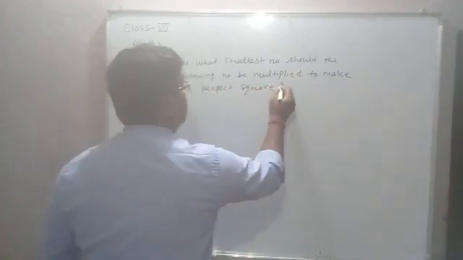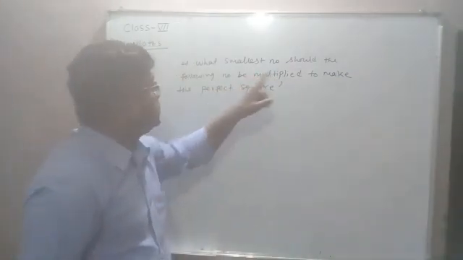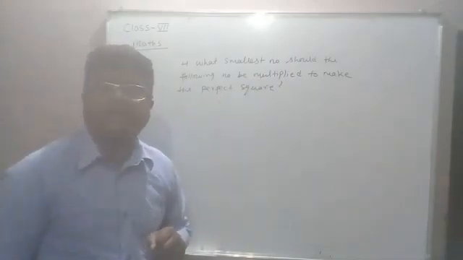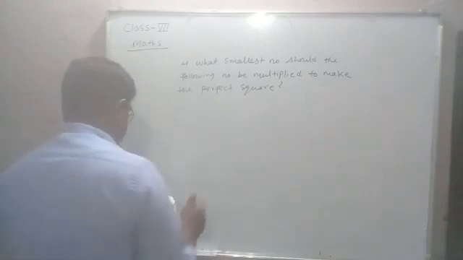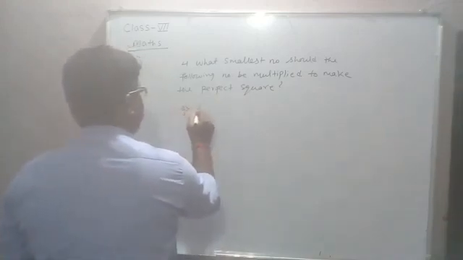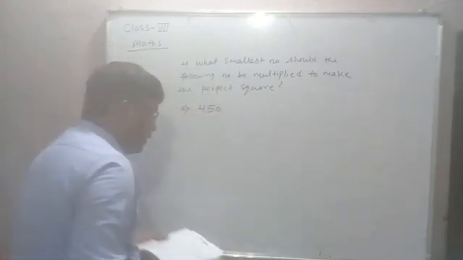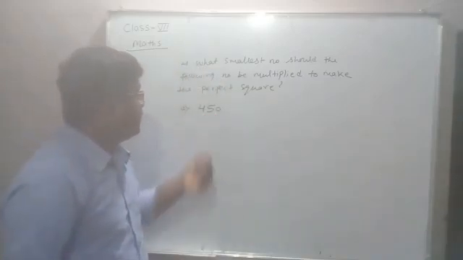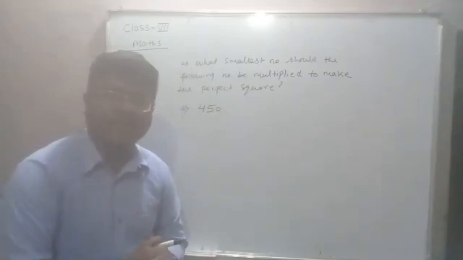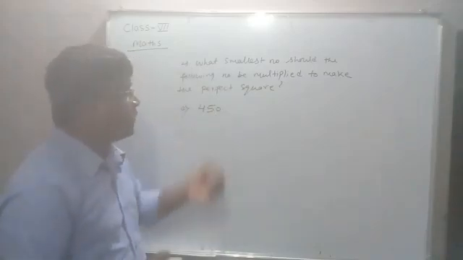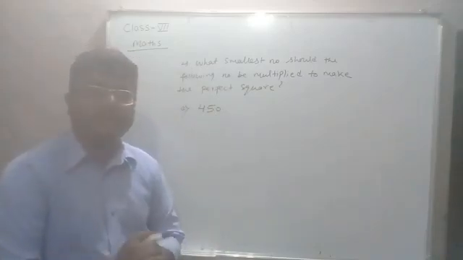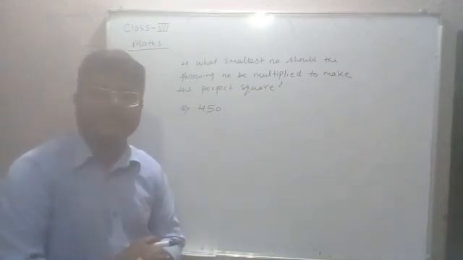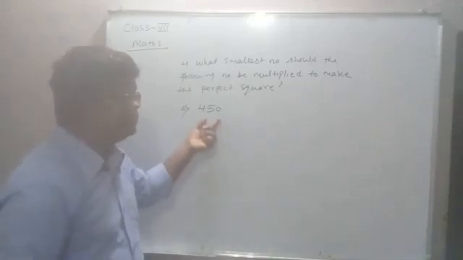Okay, so what smallest number should the following number be multiplied to make it a perfect square? For this, our question A is 450. The question is asking what smallest number we should multiply with 450 so that it becomes a perfect square. First of all, we need to find the prime factors of 450.